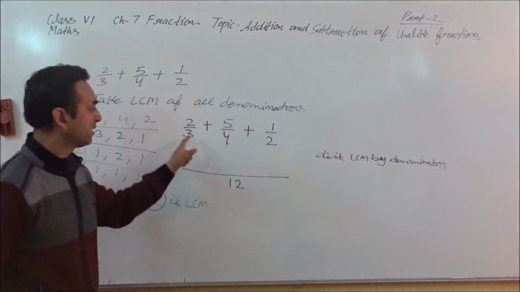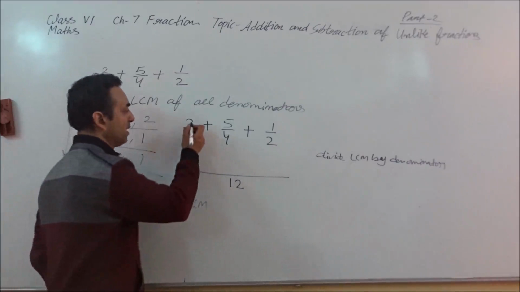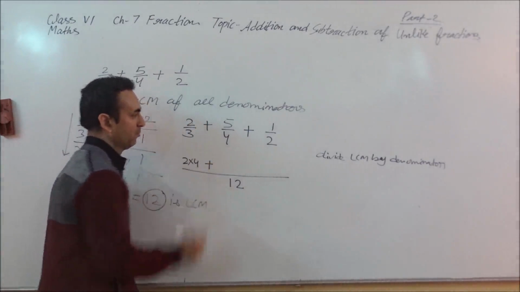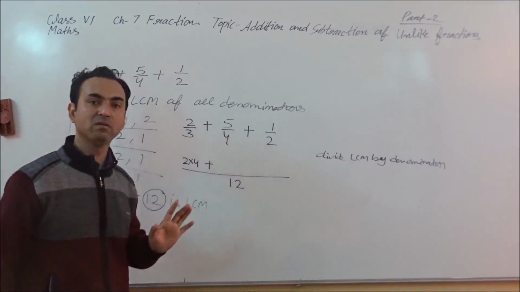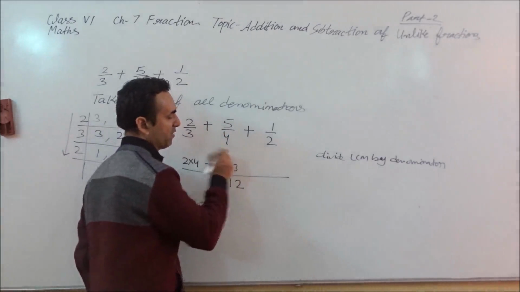So 12 divided by 3, how much will you get? 4. And 4 multiplied by the numerator, 2 into 4. Plus, same for the other fraction. 12 divided by 4, 3. 3 multiplied by 5, 5 into 3.